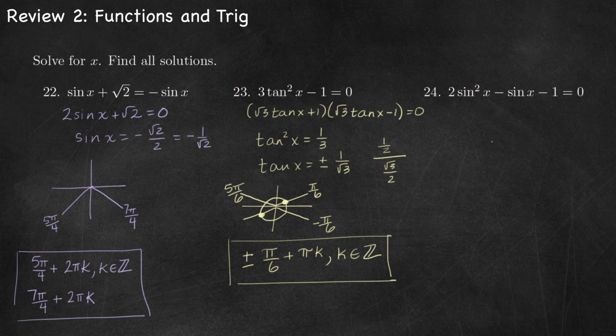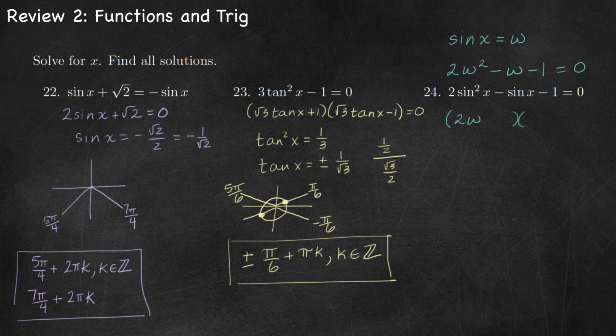And number 24, so this is in the form of a quadratic function. If we just substitute w for sine x, then this becomes 2w squared minus w minus 1 equals 0. This is in the form of a quadratic equation. So we could solve this quadratic by factoring, possibly, or using the quadratic formula. Let's see if it's factorable.